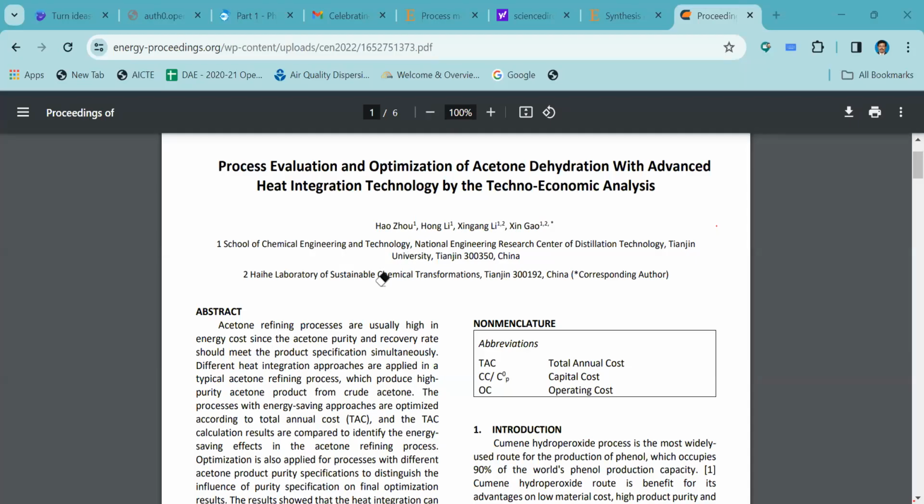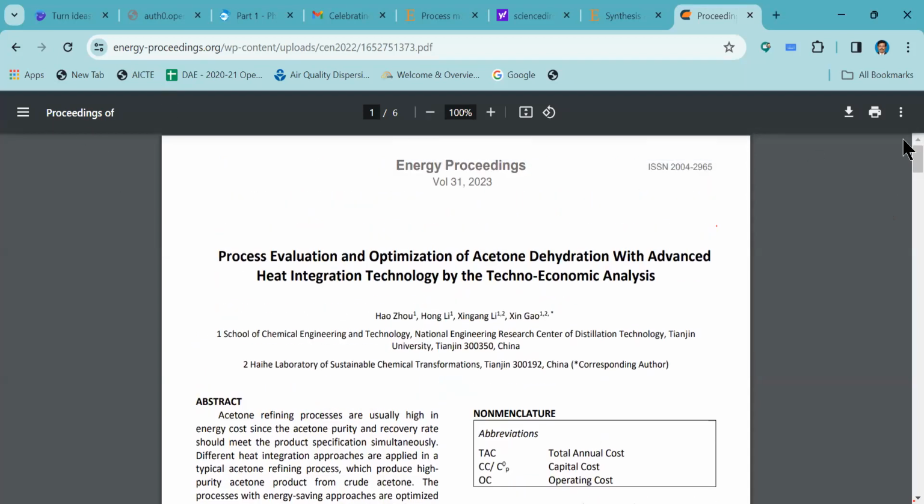Welcome to this small session. Today, I am going to discuss how to go through an article, which is published in a journal or as a proceedings. This particular article which I have shared here is about energy proceedings.